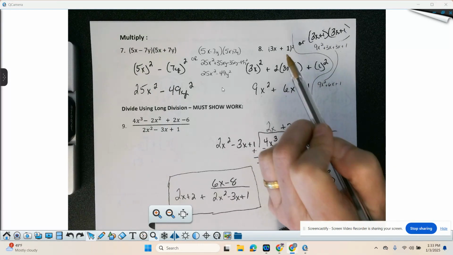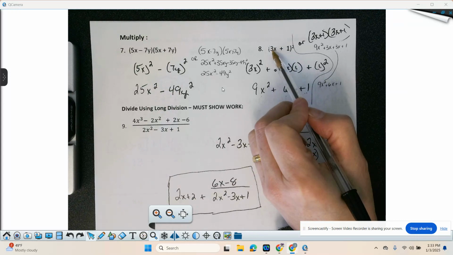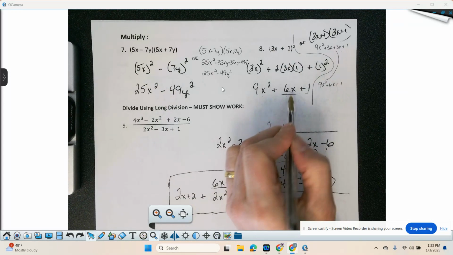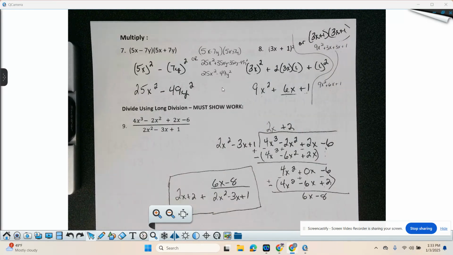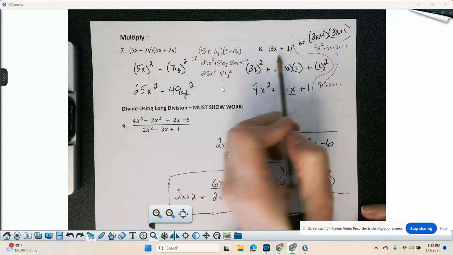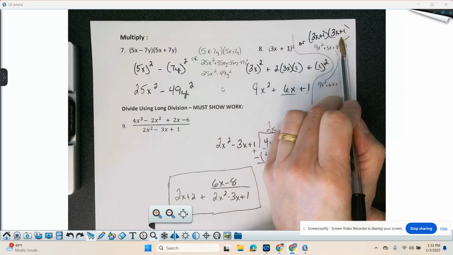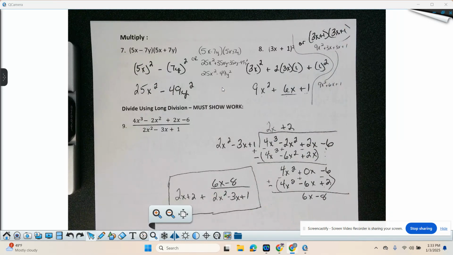Just please make sure that if you think you're going to multiply this out, this is not 9x squared plus 1. You have to have that 6x there. You have to have this part, or else it doesn't work. So when you're given something that says, like this question, 3x plus 1 quantity squared, go ahead and write it out twice so that you can then multiply it to check your answer if you needed to.